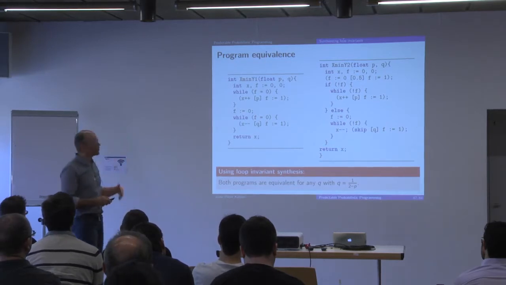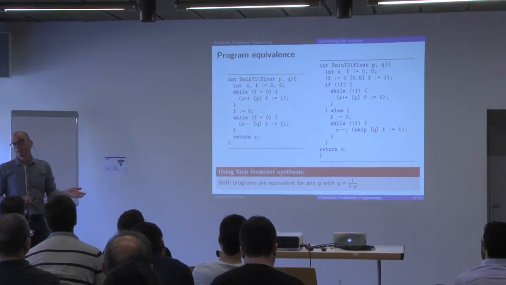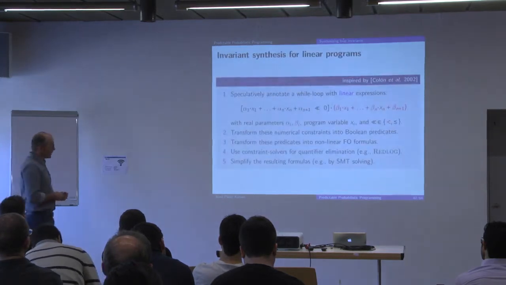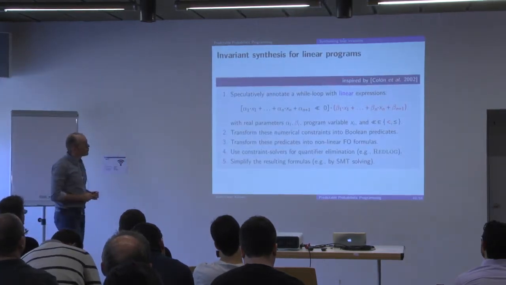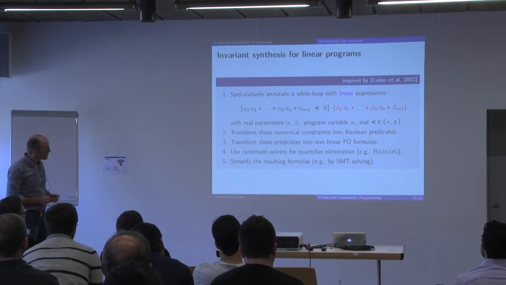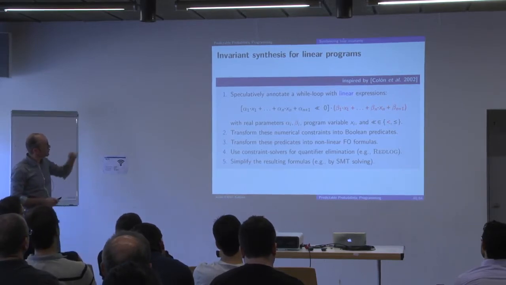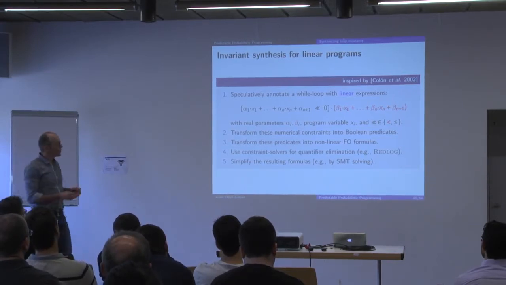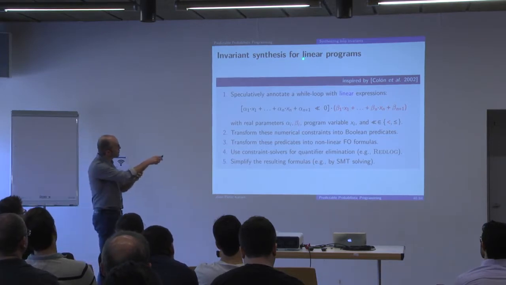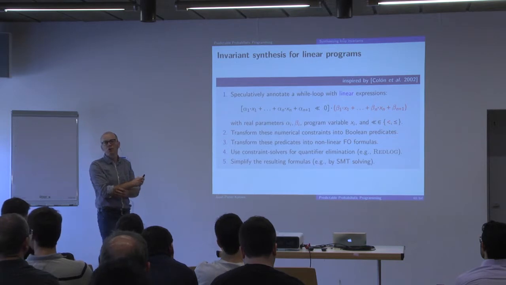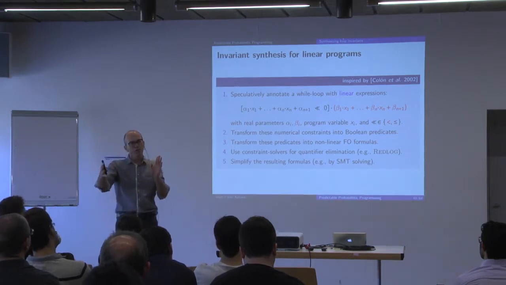So now let me show you how you could try to prove such a thing. And the way to do that is we're going to synthesize the loop invariants. And the way to do that was inspired by this CAV 2002 paper from the group of Manna, where the idea is that you speculatively annotate a while loop with some certain expressions. And notice that here I'm going to focus myself to linear programs. What are linear programs? The right-hand sides of assignments are linear.